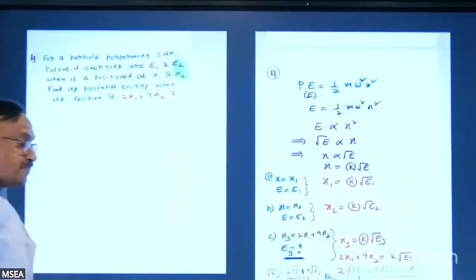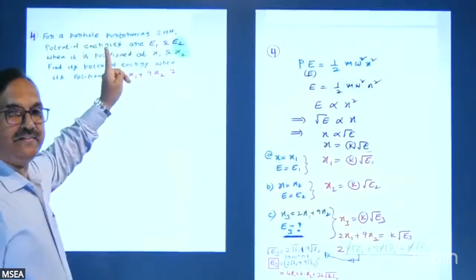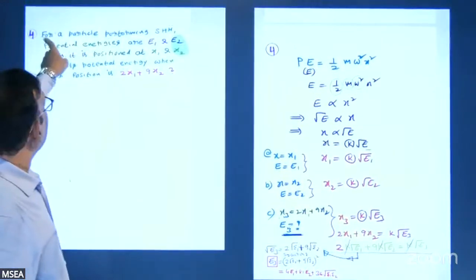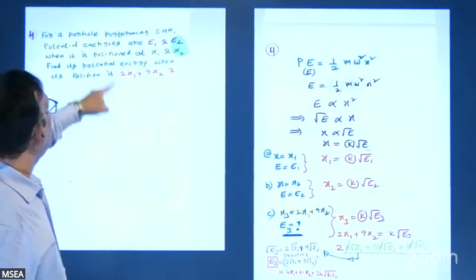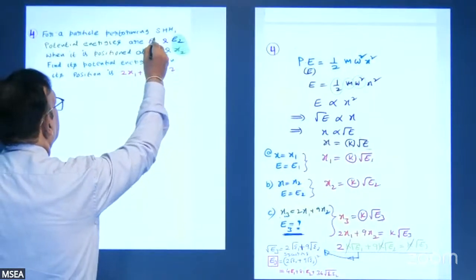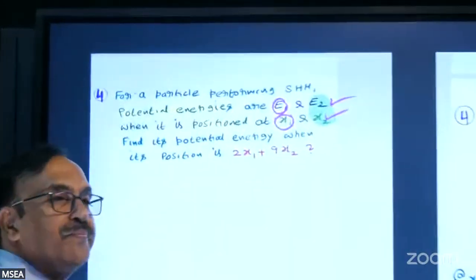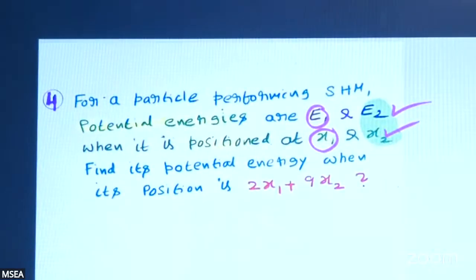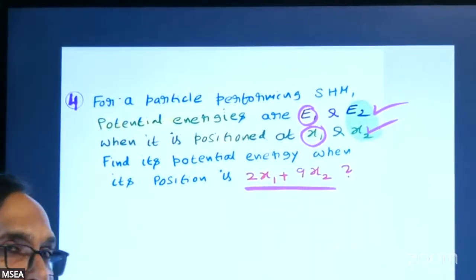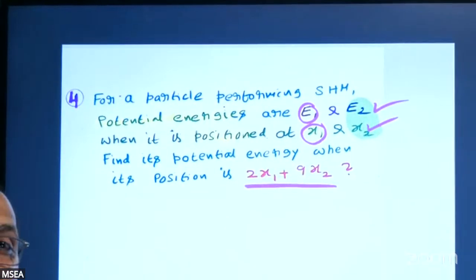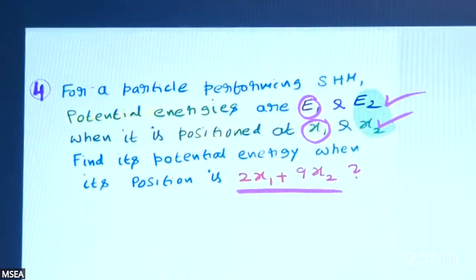The next bit. One of the highly repeated questions in the entrances. For a particle performing SHM, the potential energies are E1 and E2 when its positions are x1 and x2. So when the position is x1, potential energy is E1. When the position is x2, potential energy is E2. If the position is something different, 2x1 plus 9x2, then what is the potential energy? Since decades, this is an important model. Many times the question has come in the real entrances.